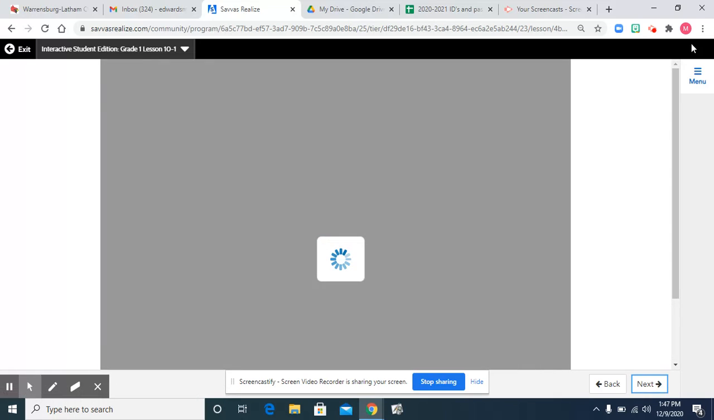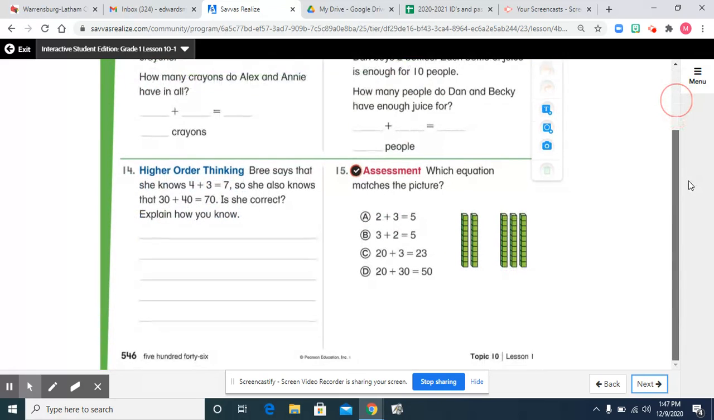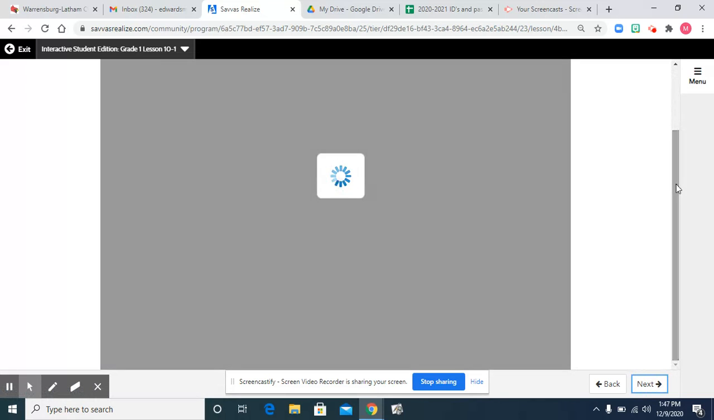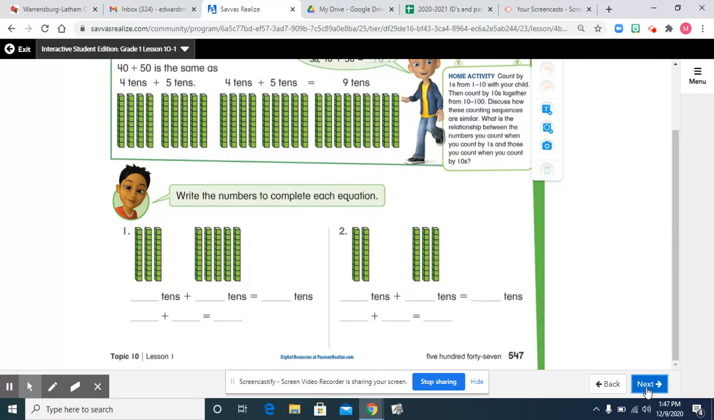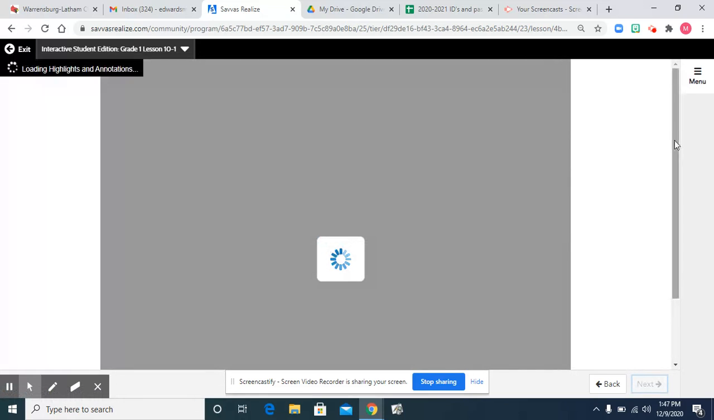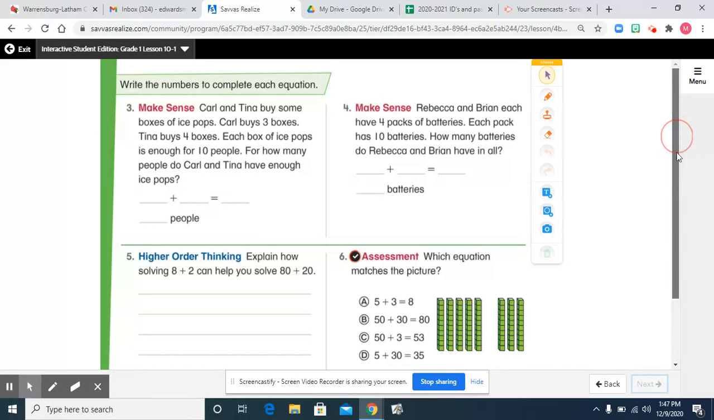Now, if you want some extra work, you can do some problems on page 546. You can also do a few problems on page 547. And there's also problems you can do on page 548.